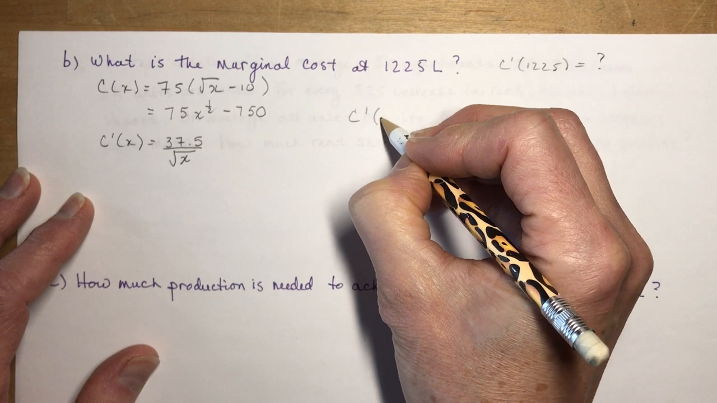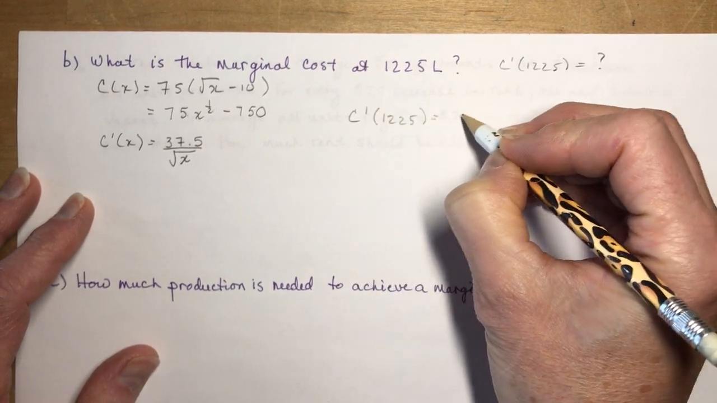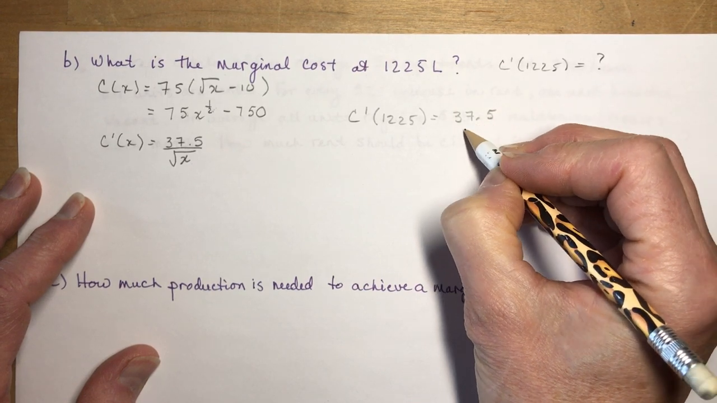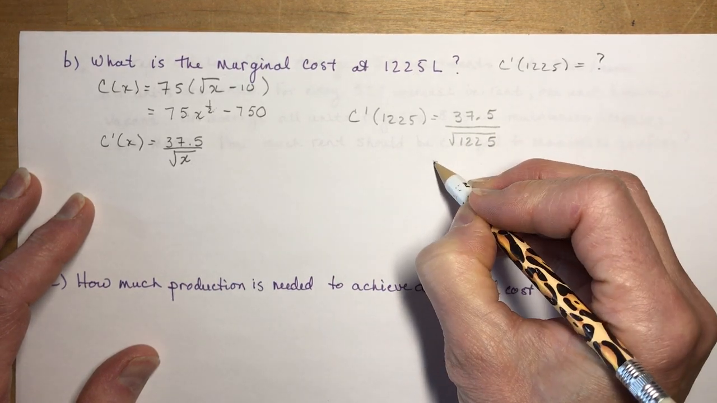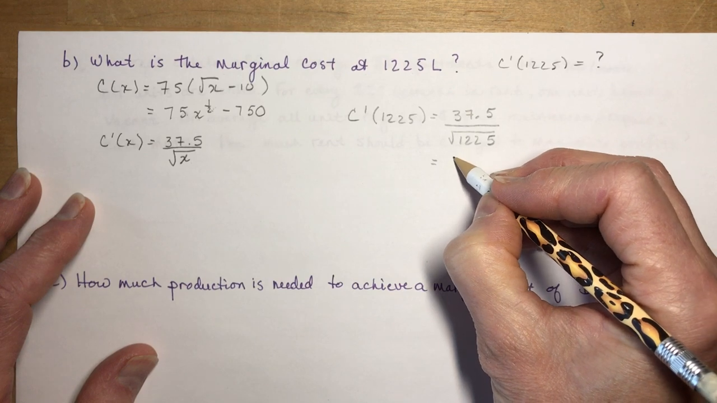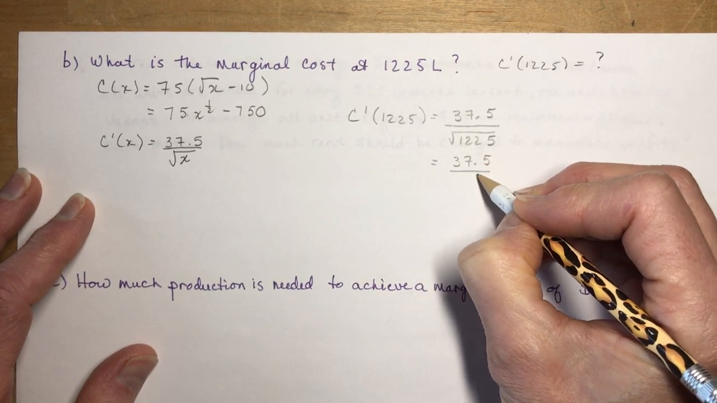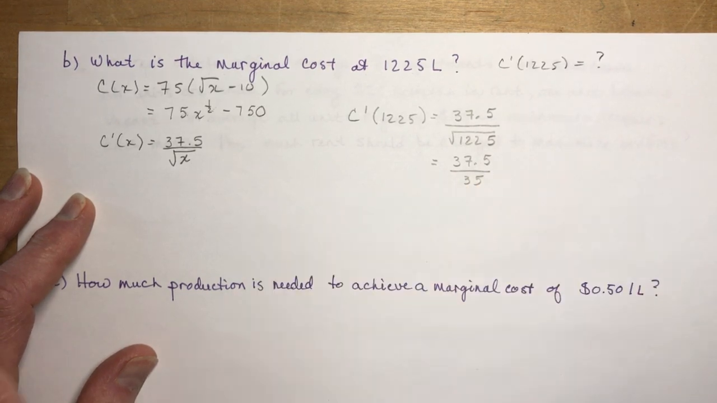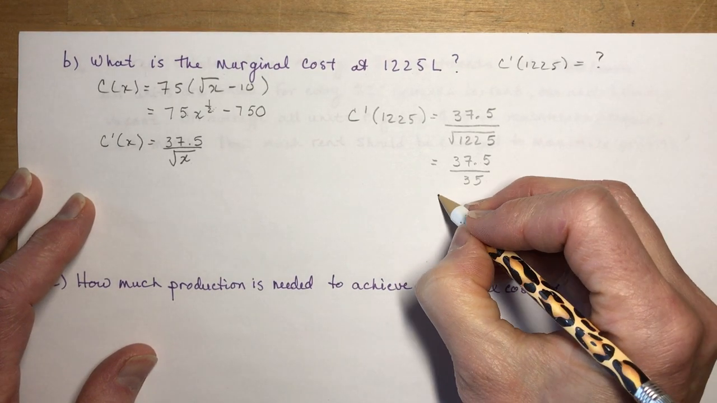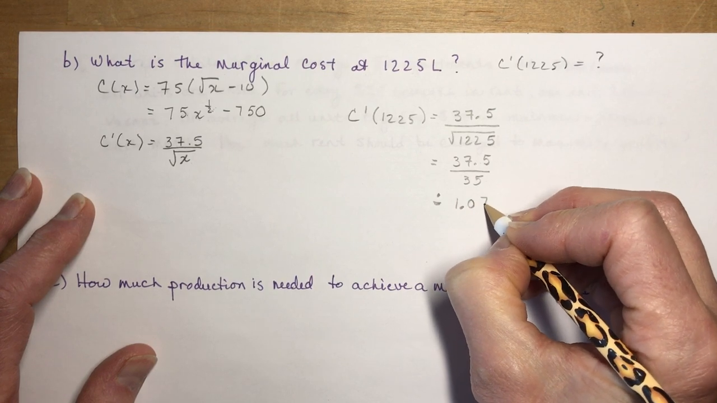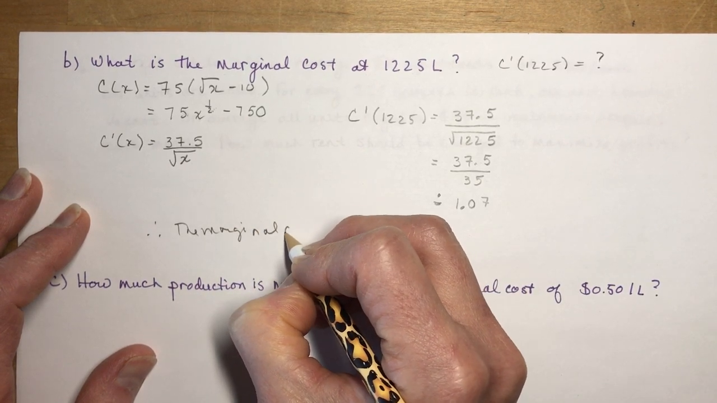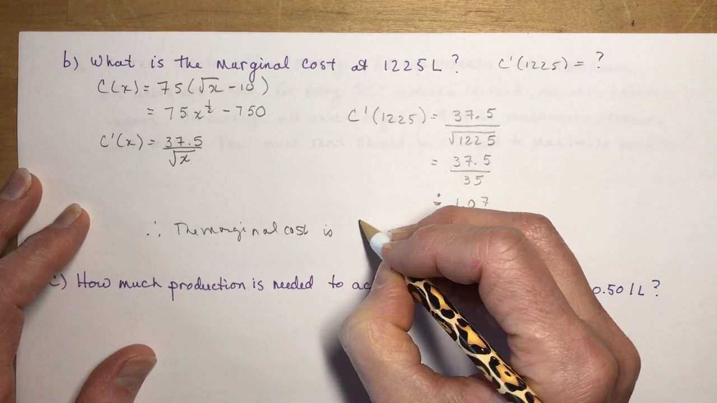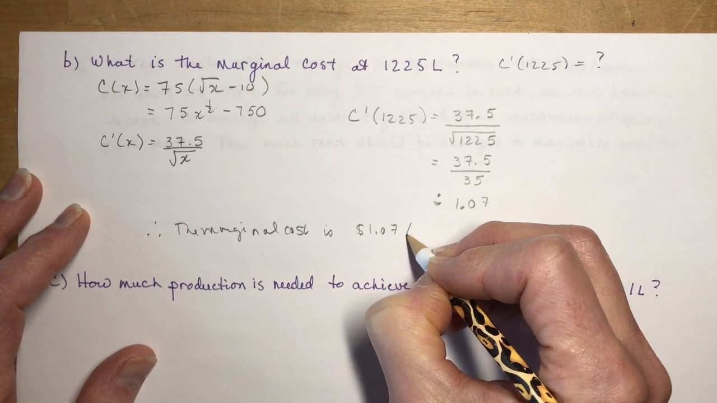So c prime at 1225 is going to be 37.5 divided by the square root of 1225. And the square root of 1225 just happens to be 35. So I have 37.5 divided by 35. Let's see if that's an exact number. No, it's not. So it's approximately equal to 1.07. So therefore, the marginal cost, and don't forget concluding statements when you're doing word problems, is $1.07 per liter.